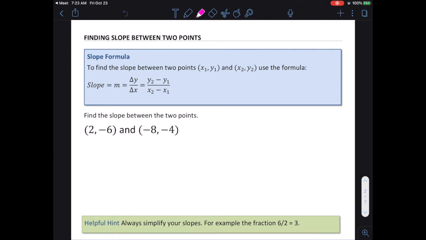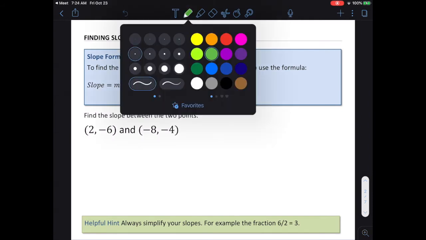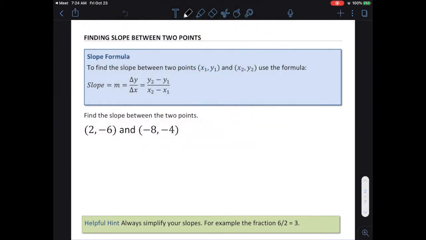Okay, so here we have an example. We have the points (2, -6) and (-8, -4). And what we want to do is just simply find the slope between those 2 points. So the first thing we want to do is identify the x1, y1, x2, y2. So for the first point, we can call that x1 and y1. And the second one we can call x2, y2. Now, like I said before, you can flip those around. You could call the first one x2, y2, and the second one x1, y1. It doesn't matter. You're going to get the same answer.